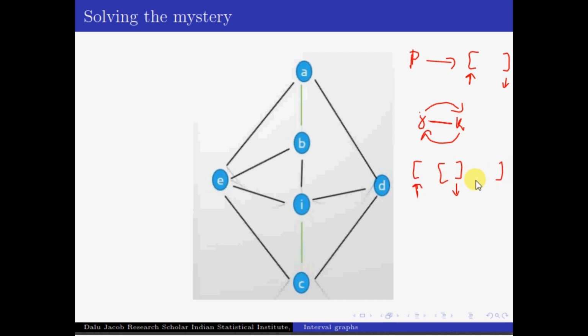Otherwise, how can they see each other? If they were in the library, at some point of time they were together in the library. So their intervals must intersect. This is the interval for J and there is the interval for K. The intervals must intersect in order to have this edge in the graph.